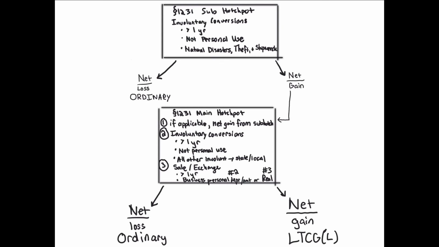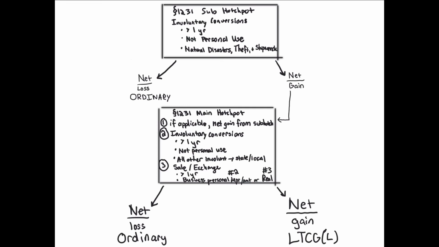Main Hodge Pot has 3 things. If applicable, right, if we do have a net gain in the sub-Hodge Pot, everything comes down to the main Hodge Pot. Also, all the other involuntary conversions, so eminent domain, seizure, requisition, condemnation by city, state, governments, as long as the property's been held for more than a year and it's not personal use, that goes to the main Hodge Pot. And then finally, sale or exchange of business personal property that's depreciable or amortizable, or business real property that's been held for more than a year.